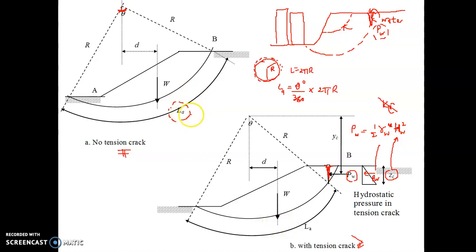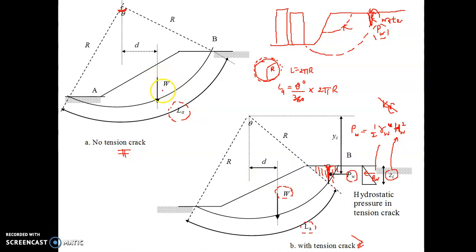What is the difference between no tension crack and tension crack? The LA for no tension crack is much bigger compared to the LA when we have a tension crack. When we have a tension crack, the depth of the crack reduces the effectiveness of the weight of soil here. The weight of soil in the area of the crack doesn't contribute to the total weight anymore, so the weight is also lesser compared to the condition without the tension crack.